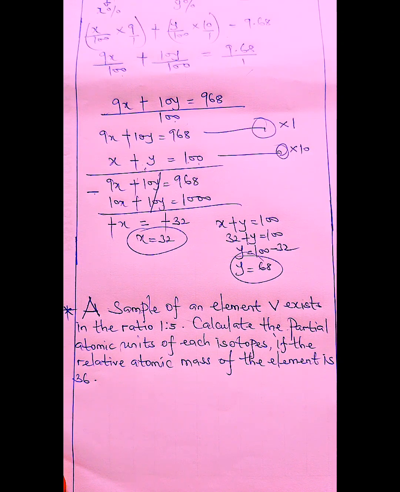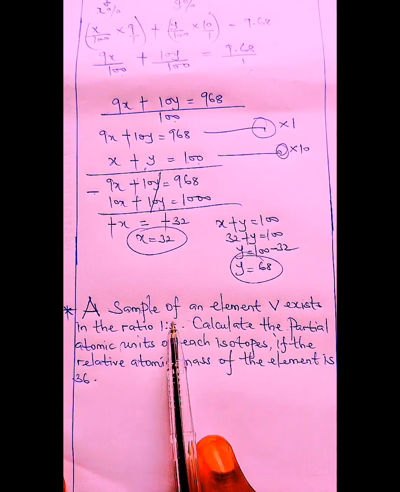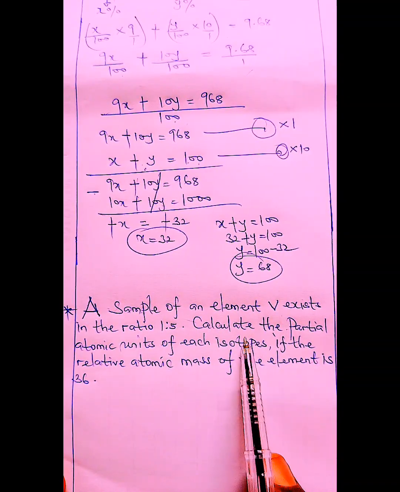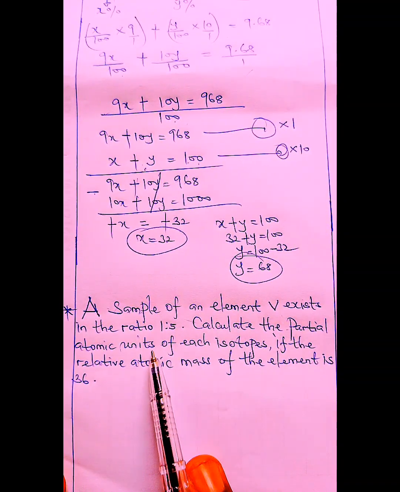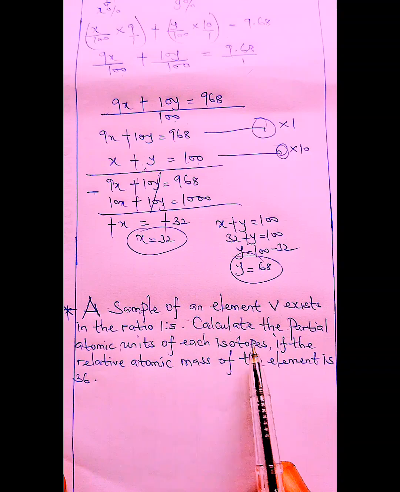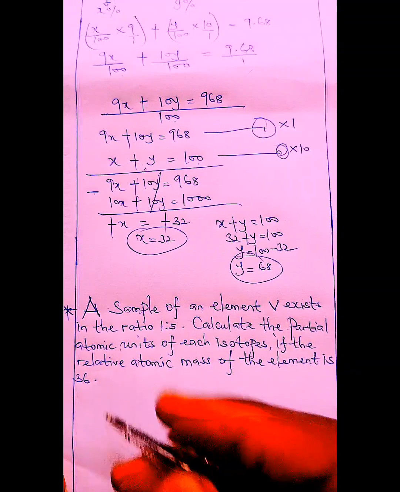Okay, guys, there's a final example for today's lesson on calculation on isotopes. Now here's the question. A sample of an element V exists in the ratio 1 to 5. Calculate the partial atomic mass of each isotope if the relative atomic mass of the element is 36. We have to calculate the partial atomic mass.